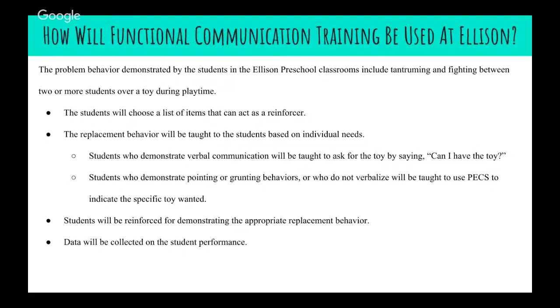The replacement behaviors that will be taught are based on the student's individual needs. The students who demonstrate verbal communication will be taught to ask for the toy by saying, "Can I have the toy?" Students who demonstrate pointing or grunting behaviors or who do not verbalize will be taught to use the PECS system to indicate the specific toy that they want. Students will be reinforced for demonstrating the appropriate replacement behaviors, and data will be collected on the student performance.